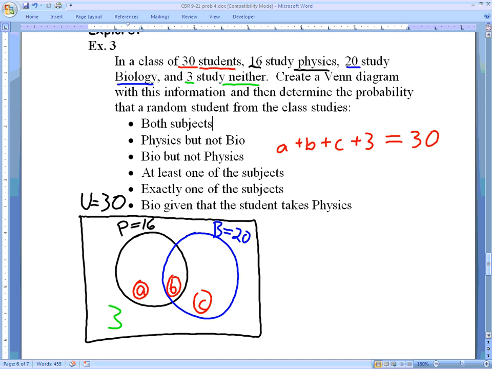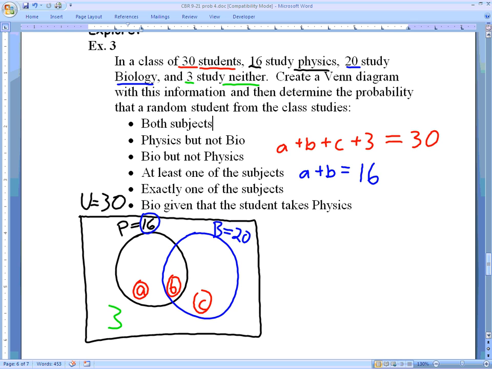And we can write another equation here that just relates the A and the B. If we just have A plus B, we know those are the students in physics. Well, how many students do we have in physics? Well, that said was 16. So A plus B has to add up to 16.